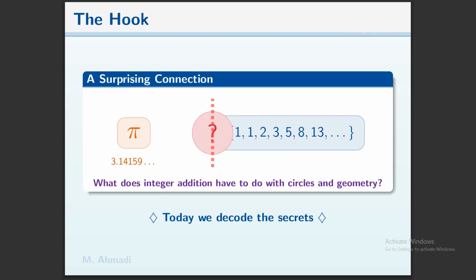Yes, if I ask you what pi is, you will probably think of circles, circumference, or angles. But what if I told you that by simply adding the reciprocals of all Fibonacci numbers, you can build angles that sum to exactly pi over 4, that is 45 degrees? Today, we decode the secrets.